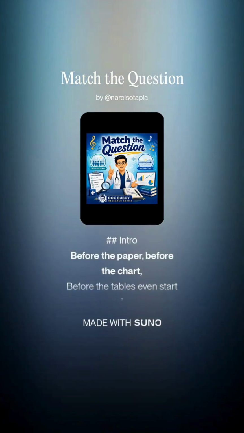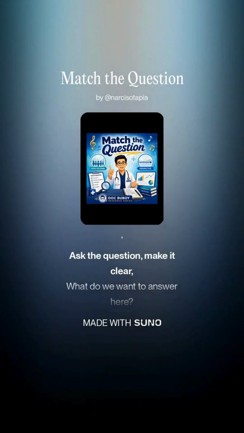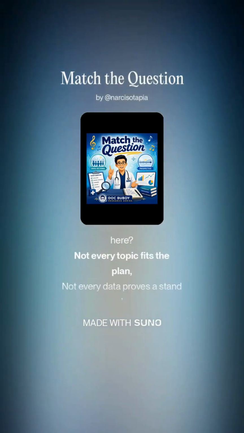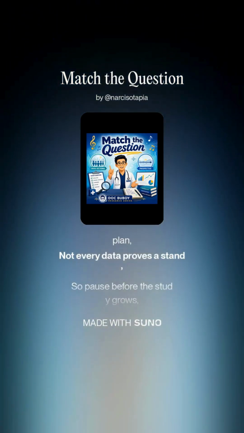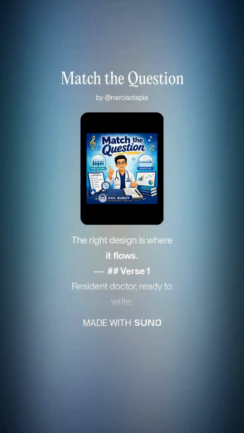Before the paper, before the chart, before the tables even start, ask the question, make it clear. What do we want to answer here? Not every topic fits the plan, not every data proves a stand. So pause before the study grows. The right design is where it flows.